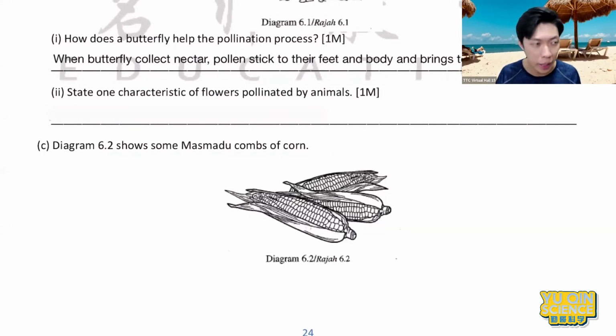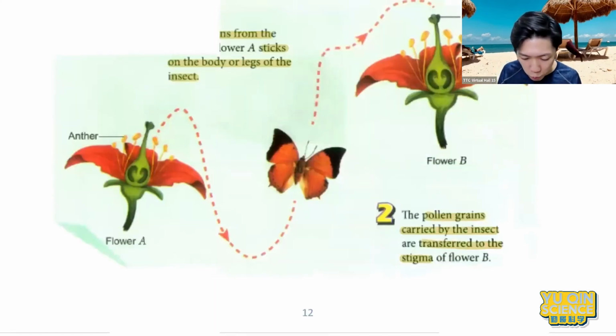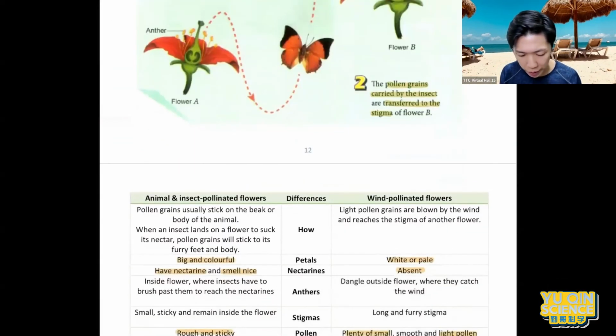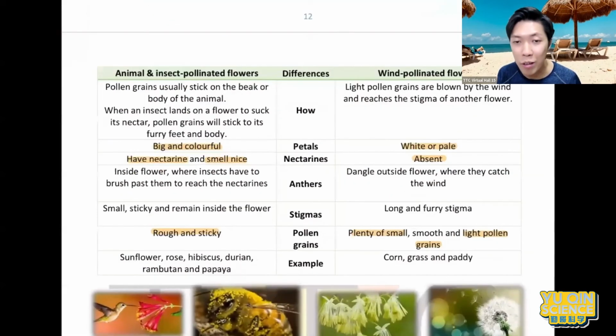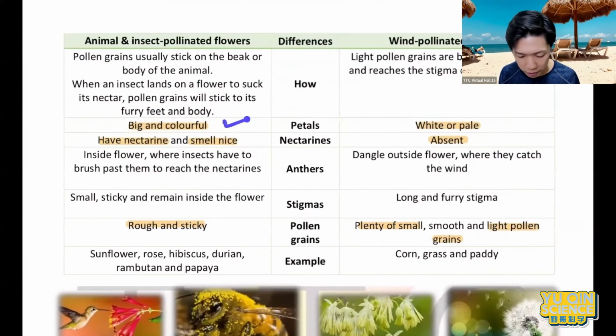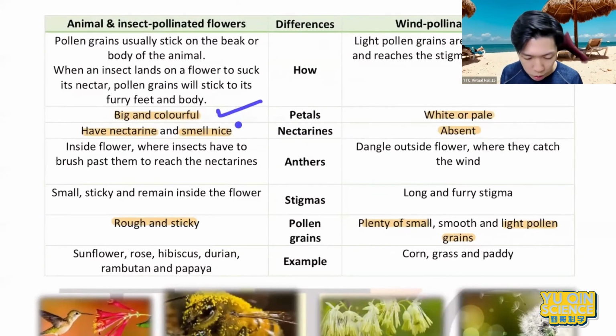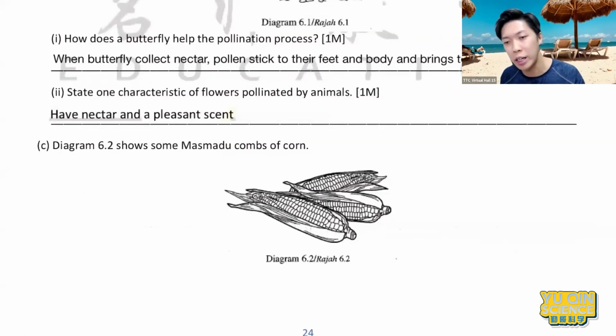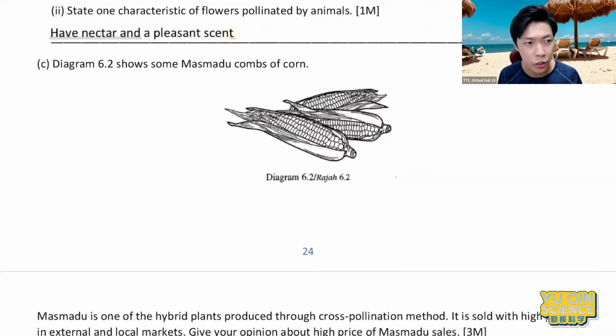Okay, no problem. In the meantime, one characteristic of flower pollinated by animal. If you want to attract animals like birds or bees or insects, you have to look good, you have to smell good, right? So any characteristics, we have a few from here. We have big and colorful flower, have nectar and smell nice. Up to you. So what did I choose? Okay, I choose smell nice. Okay, let's continue with C.